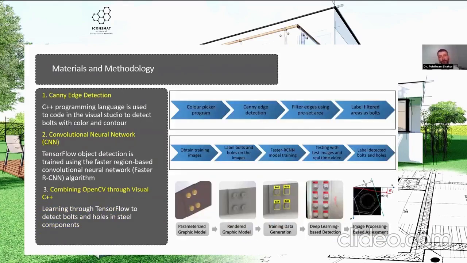Here is the methodology. We have been using Canny edge detection, which is a C++ programming approach, to detect all the edges and bolts together. And we have been using an algorithm called RCNN, or Faster RCNN, which is very helpful to detect those problems. Combining both technologies gives us where the problems are located as well. For example, if a steel part doesn't have a bolt and nuts, they detect it straight away.